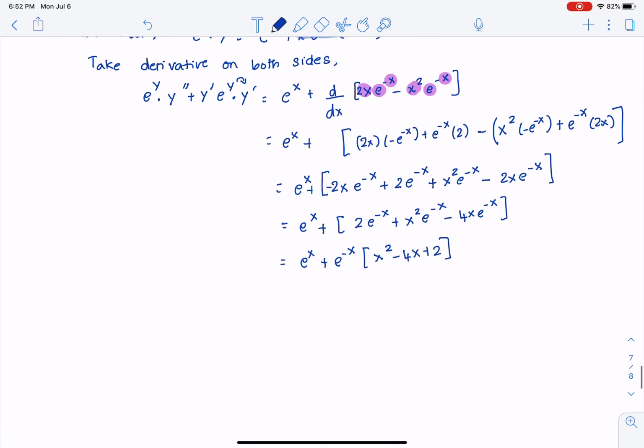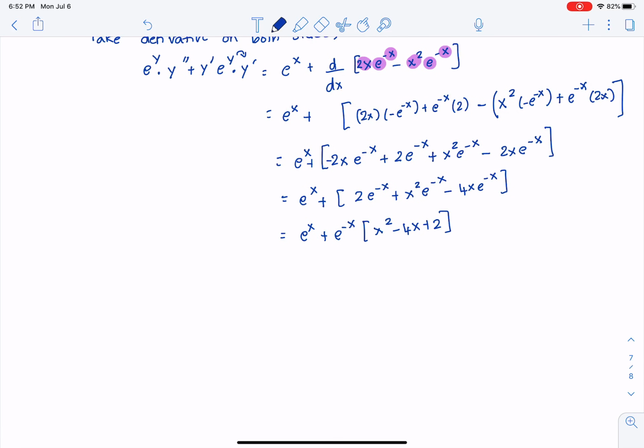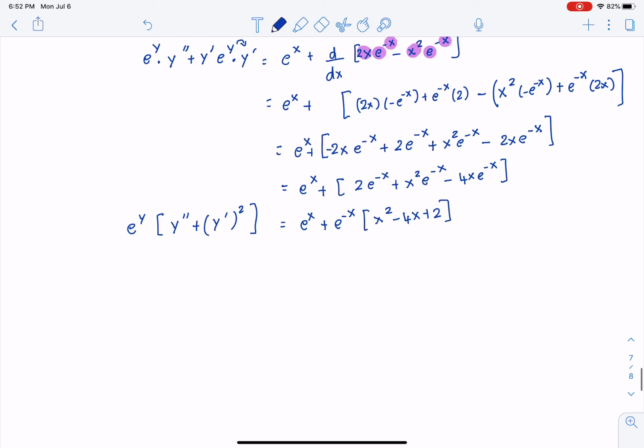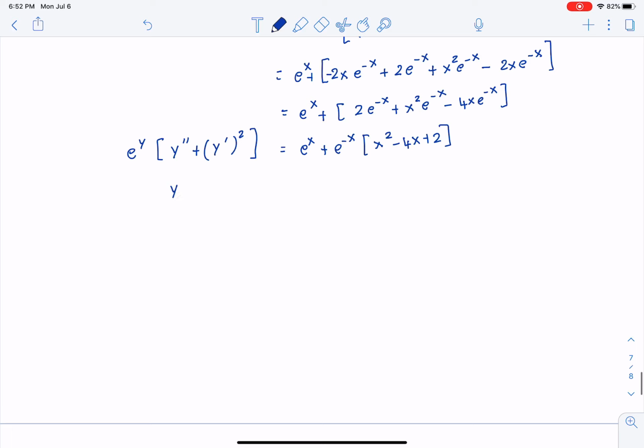And on the left hand side, I have e raised y in common. I'm going to divide by e raised y. And y prime times y prime is y prime squared. So y double prime plus y prime squared would equal e raised x plus e raised negative x multiplied by x squared minus 4x plus 2 divided by e raised y.